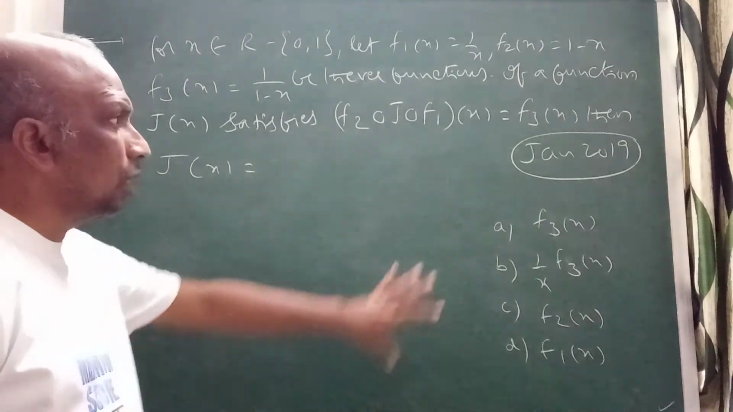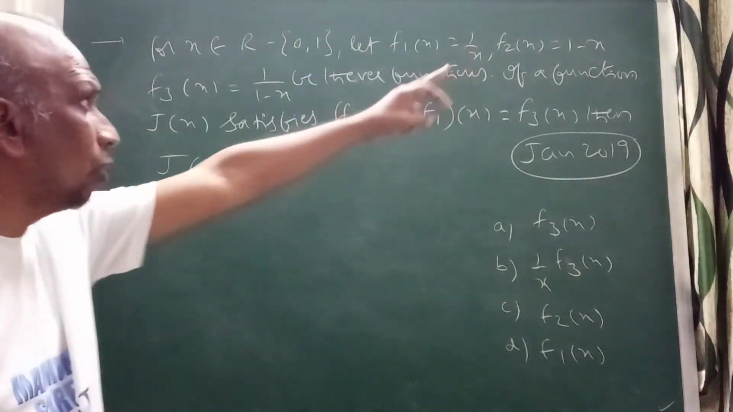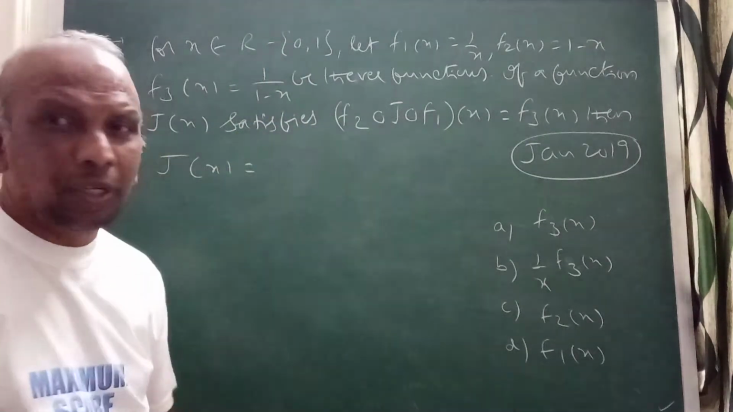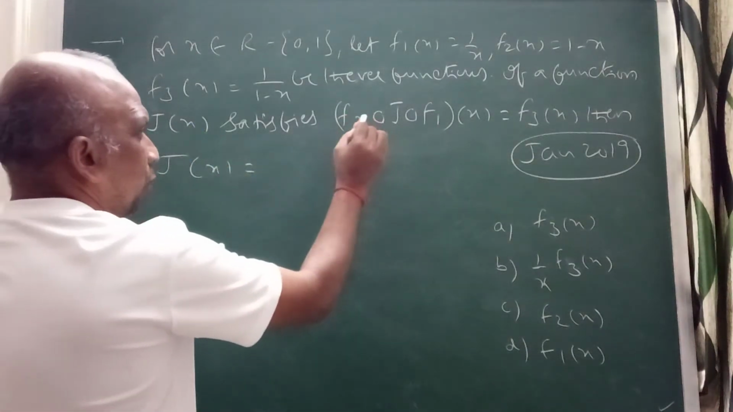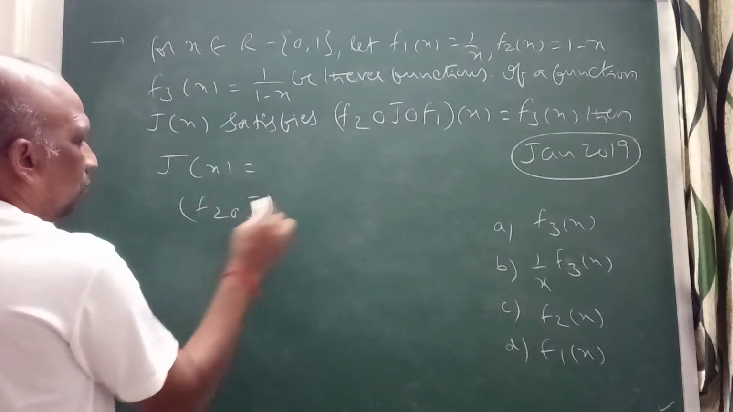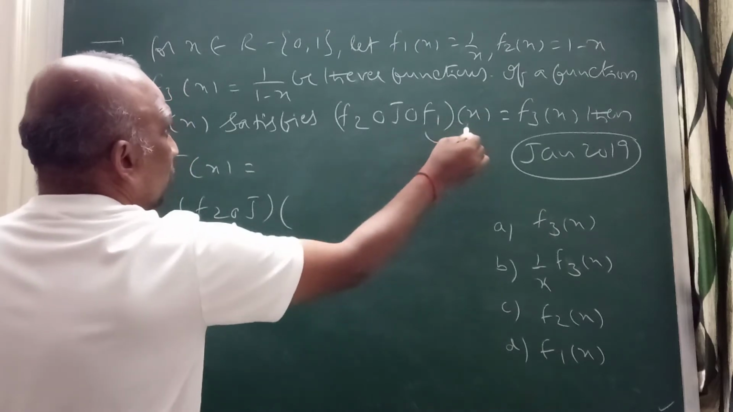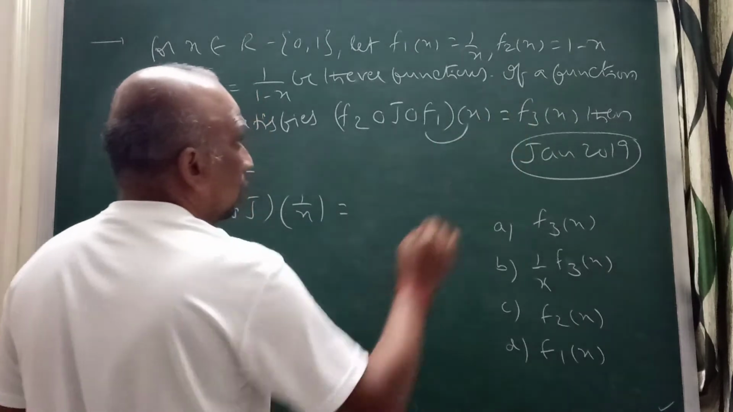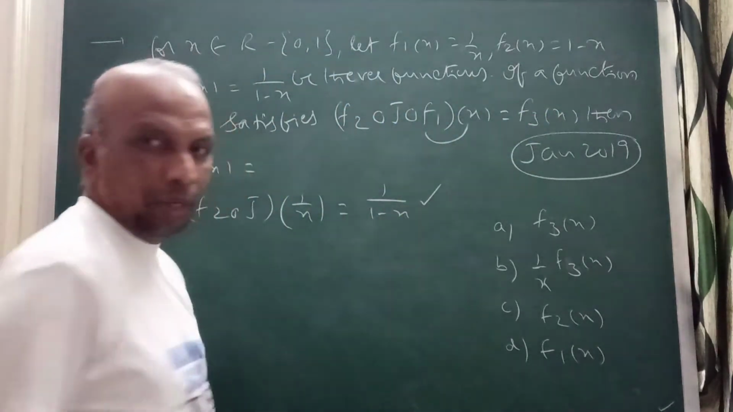See this problem, they asked in January 2019. They have given three functions f1 of x, f2 of x, f3 of x. If a function g of x satisfies this composite function, then what is g of x? But you can follow this one. If you follow this, I can split this one: f2 of g of, you can write, f1 of x. So what is f1 of x? This f1 of x will be 1 by x. So this is equal to f3 of x. What is f3 of x? We know that, 1 by 1 minus x. That's it, we know f3 of x.